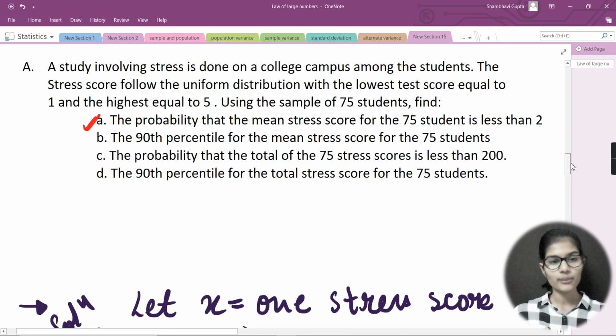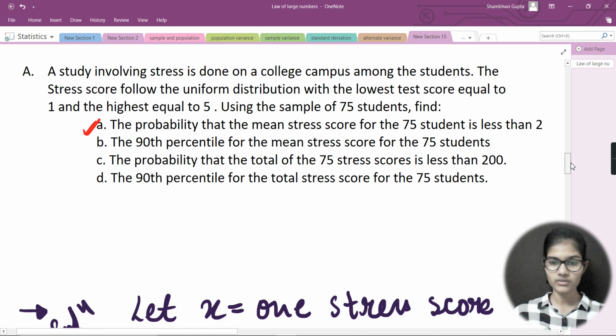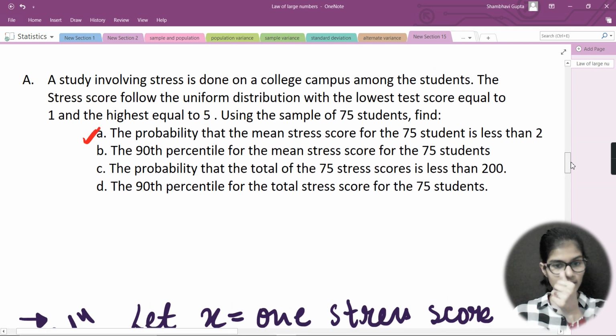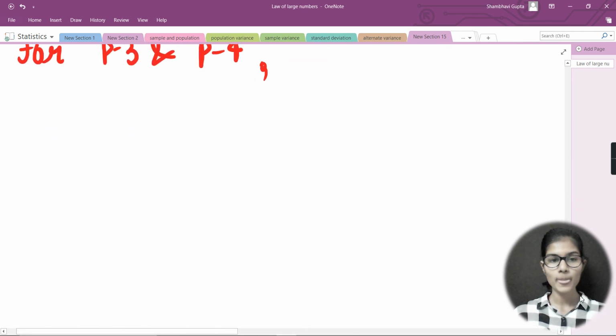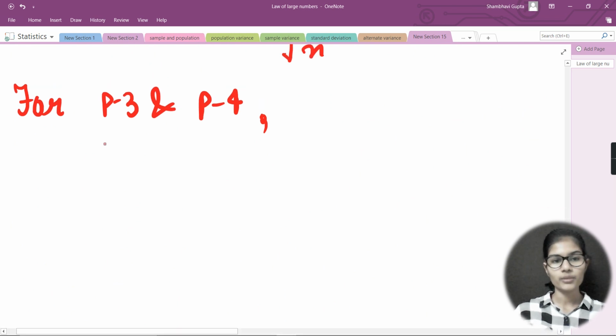Problem number 3 asks me the probability that the total of the 75 stress scores is less than 200, and problem number 4 asks me the 90th percentile for the total stress score for the 75 students, right? So now it is asking me the total stress score. In that case we are just going to take the sigma, right? So for problem number 3 and problem number 4, I would just denote this as sigma x. Okay, now sigma x is equal to what?